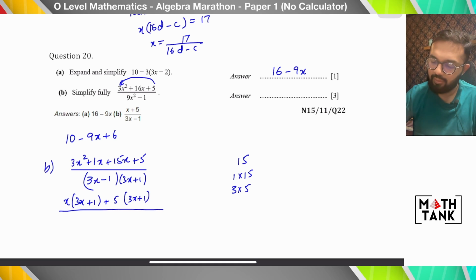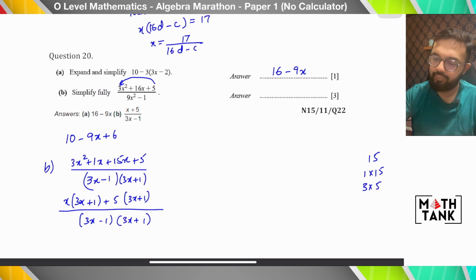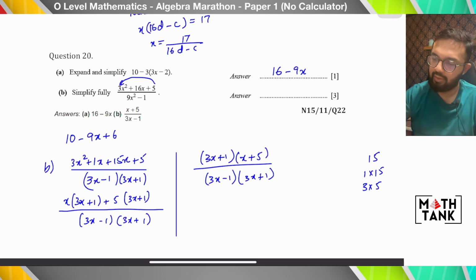So what that helps me do is cancel out a bracket in the denominator. You see, in the numerator, I have a bracket common as 3x plus 1, and the leftover terms are x plus 5. This 3x plus 1 will cancel out with this 3x plus 1. x plus 5 over 3x minus 1.